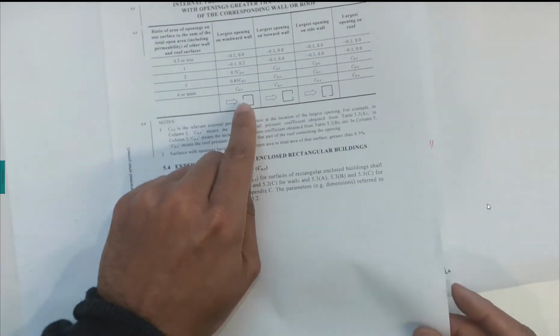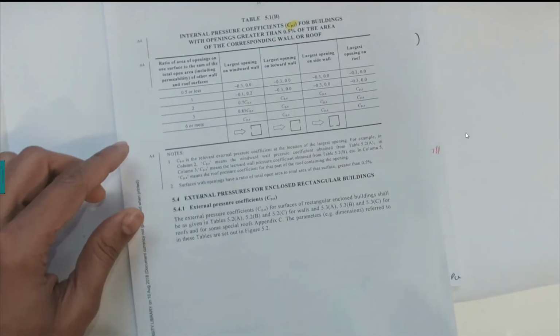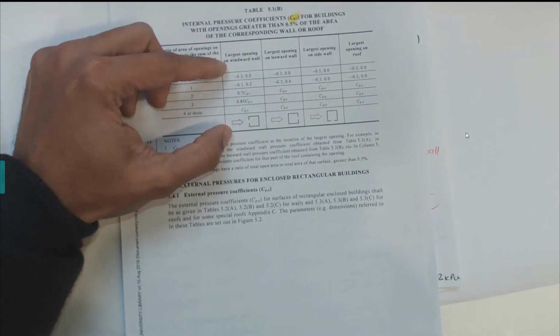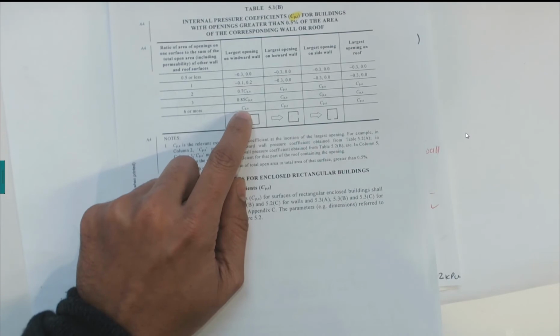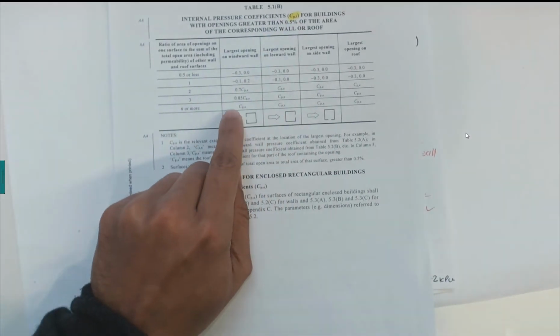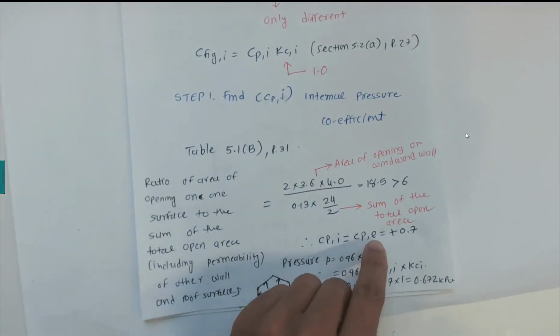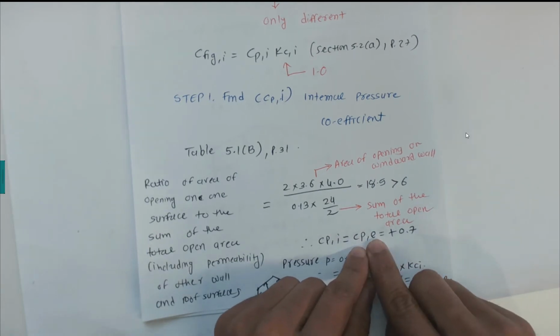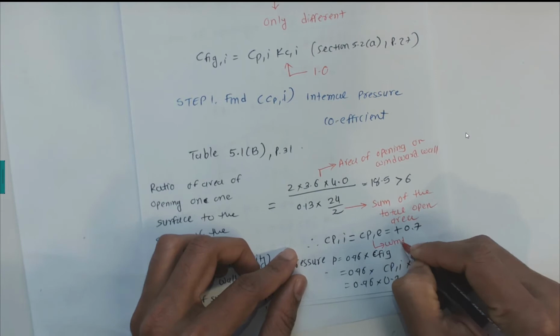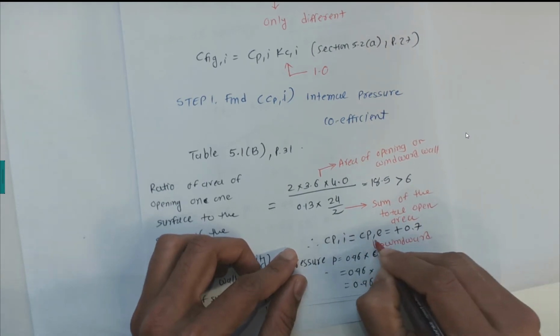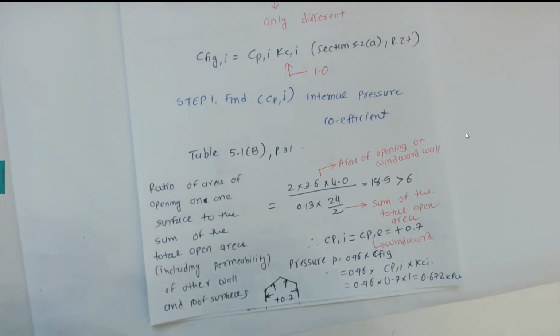Now we have openings D1 and D2. We have the largest opening on the windward wall, so we're going to use this case. So CPI equal to CPE, and CPE for windward wall. So this is the case for windward wall, right? Because the opening is on the windward wall. So we calculate the CPE for windward wall.